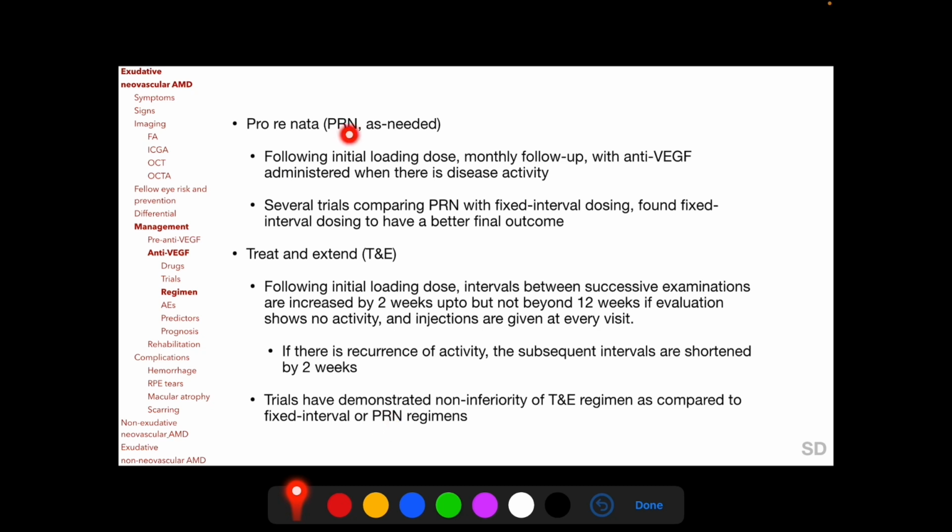So in the PRN regimen, the number of injections is reduced, but the number of visits is not reduced as compared to fixed interval dosing, whereas in the treat and extend regimen, both the number of visits and the number of injections are reduced as compared to the fixed interval dosing regimen.